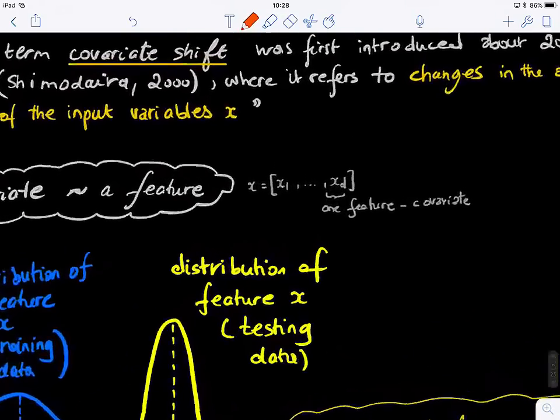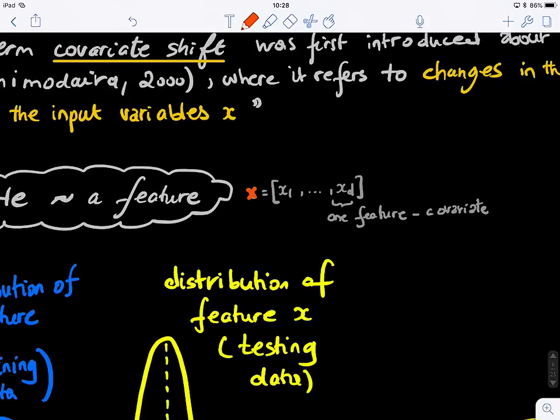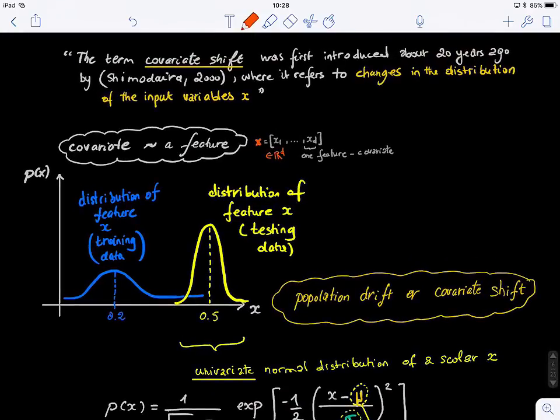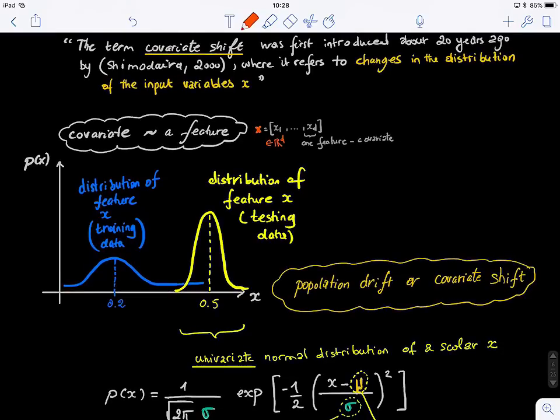So for example, we have a vector x. This is our sample, and the sample belongs to, in this case, R^D. It has D features, okay? And each feature, we can call it a covariate. I'll explain more because I will talk about the covariance matrix. So in this case, we have two different distributions. The distribution of feature X, the blue one, is the training data, okay? And then we have the distribution of the same feature X in the testing data. And you can see that there is a big shift between their mean. One is centered at 0.5, the other one at 0.2. The standard deviation, the spread, the width of the distribution is quite different. So we call this a population drift or a covariate shift.